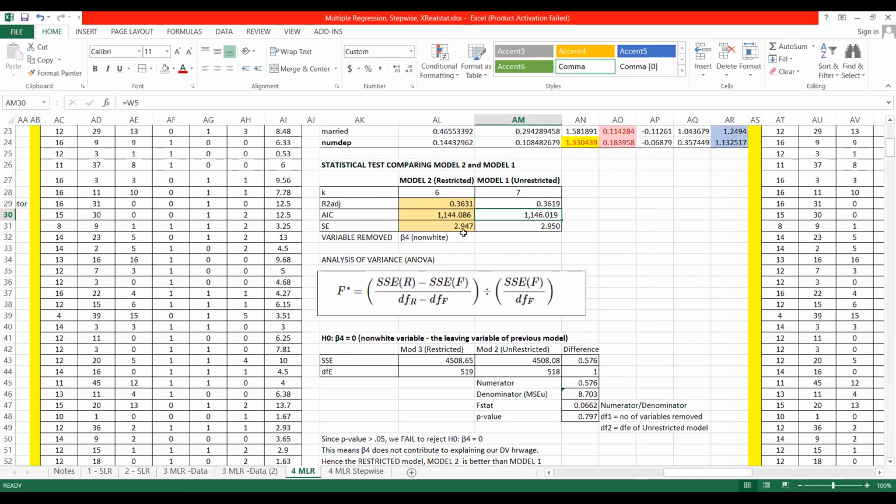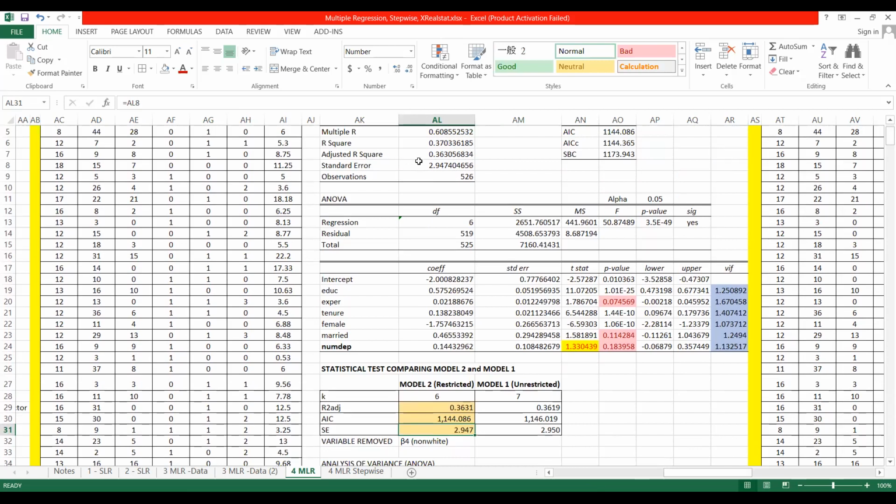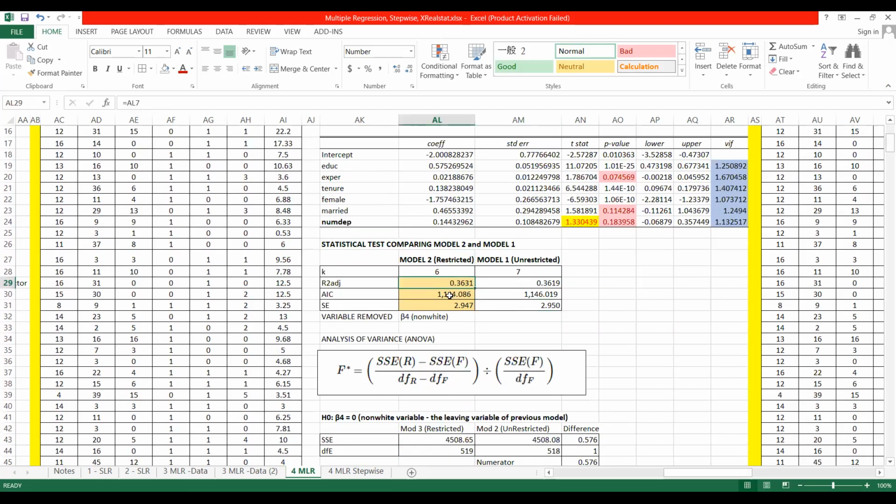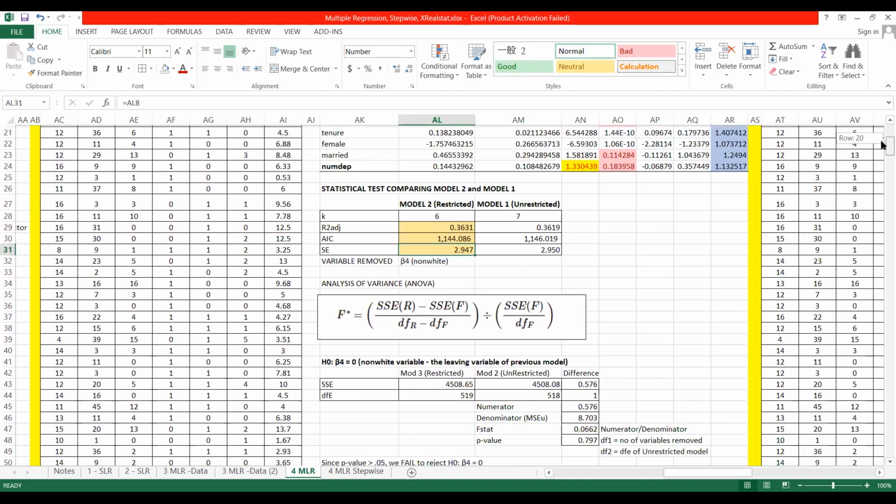And then also the standard error: 2.947 for this one, and then 2.95 for the other. So the difference is small, but it turns out that based on adjusted R-squared, Akaike, and standard error, the restricted model, the one where we removed a variable, is better. Okay? But we don't stop there, guys.